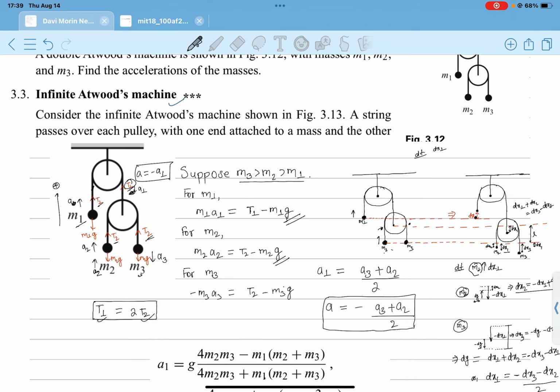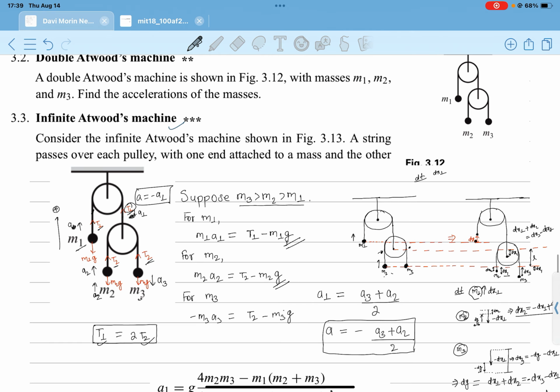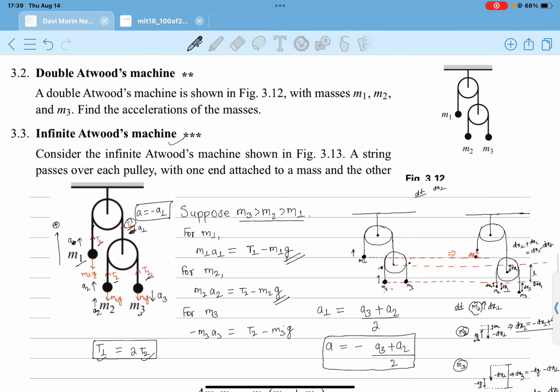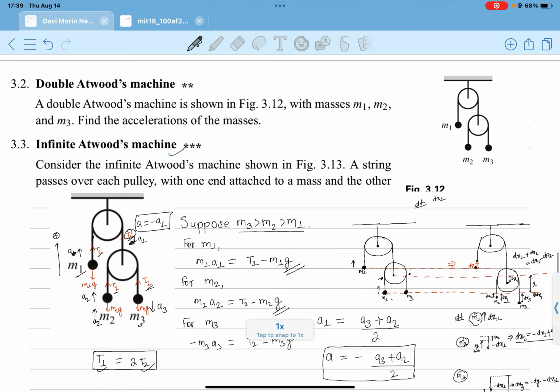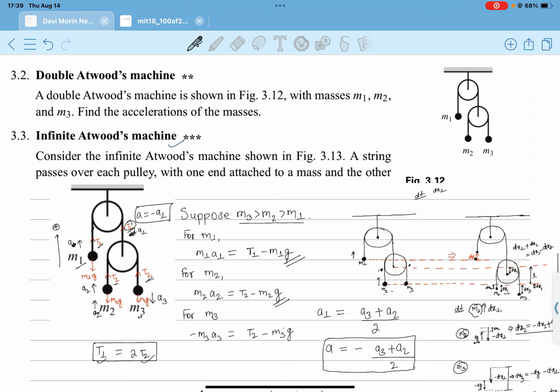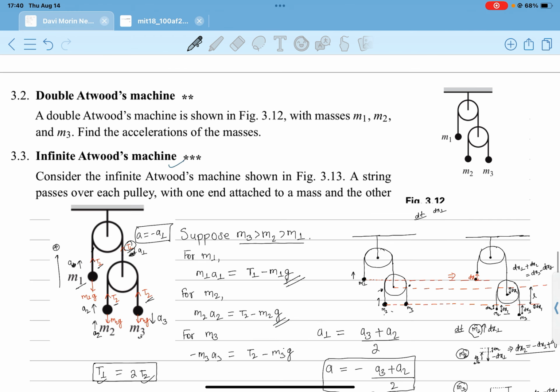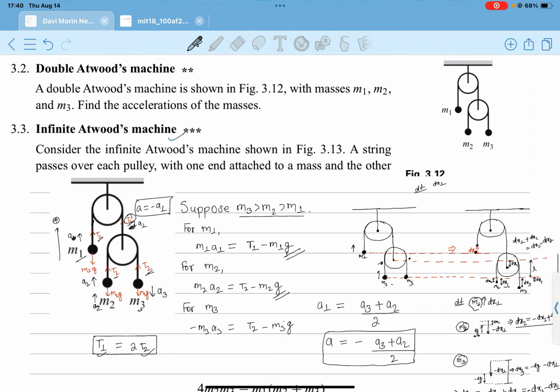Welcome to this video. In this video, I'm explaining about the double Atwood machine. This is a two body, two pulley system. In this case, we have to find the acceleration of the given masses. So let's get started.